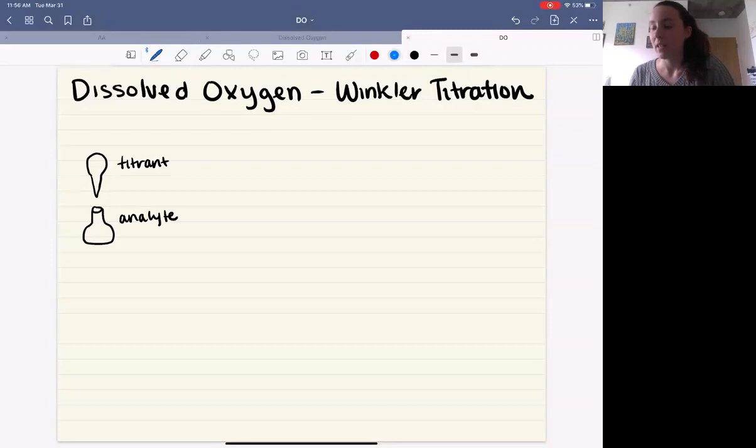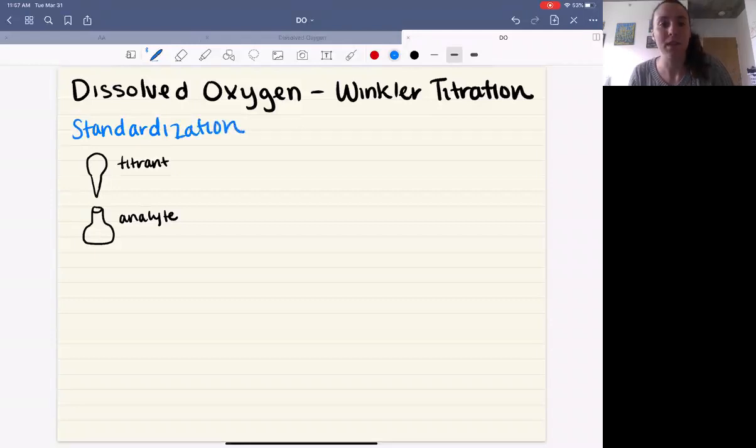In this titration, our titrant is going to be thiosulfate, which is not stable, which means we have to make a new batch of it when we want to do this reaction, which means that we have to standardize that solution that we make before we can do anything else. So let's first talk about standardization.